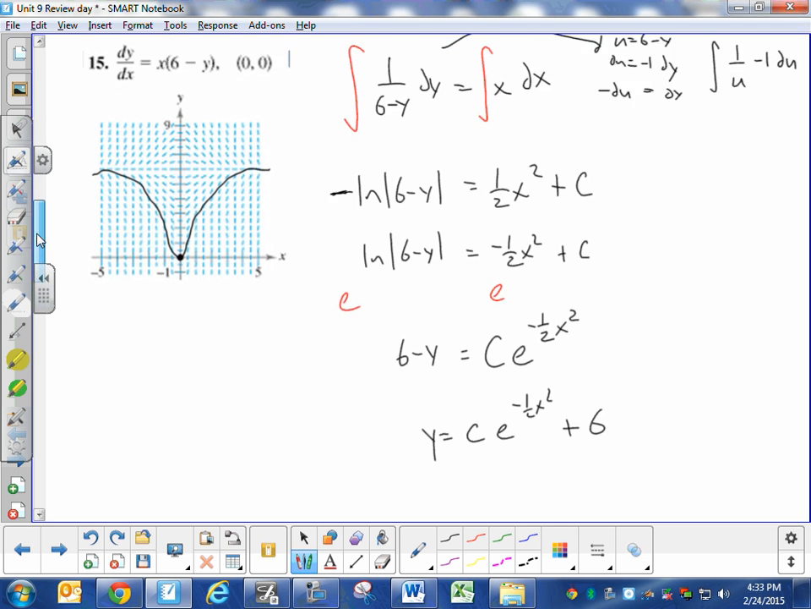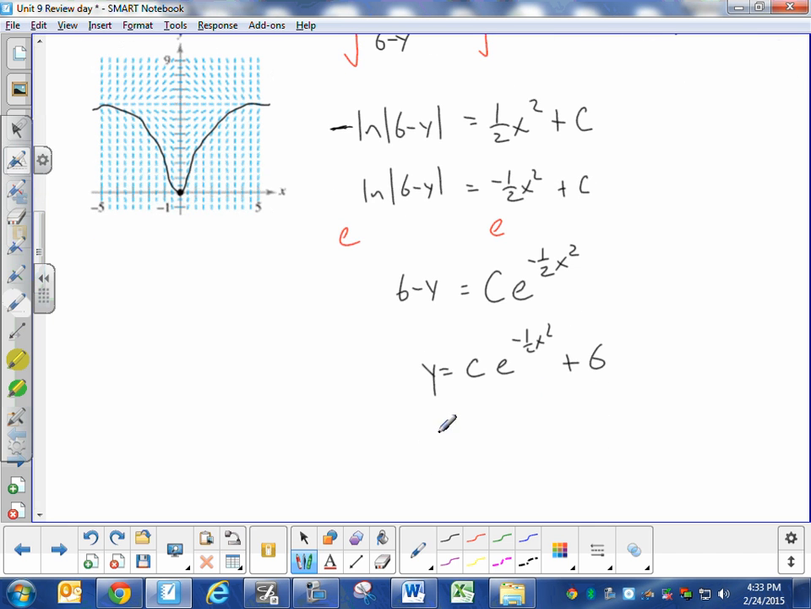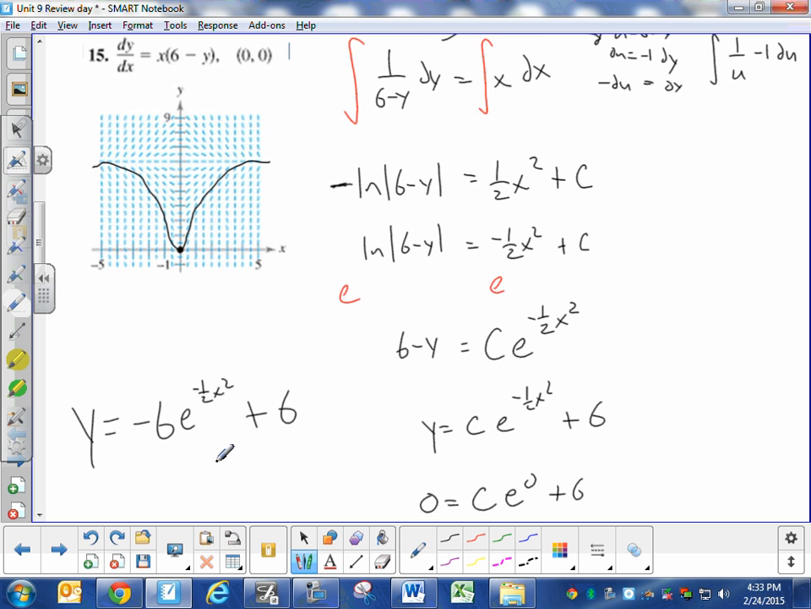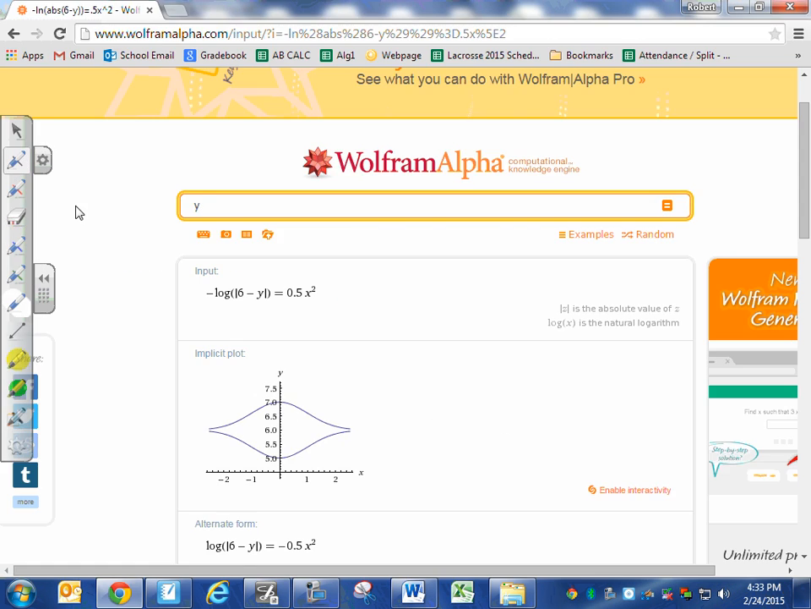Okay, and I'm told that I have the point 0, 0. So in this situation, 0, c e to the 0 plus 6. So c has to be negative 6. So my solution in the form y equals would be negative 6 e to the negative 1/2 x squared plus 6. Yep. Now let's look at what that looks like. Hopefully it looks just like this, but sometimes when you're solving for y, things can get a little bit different.